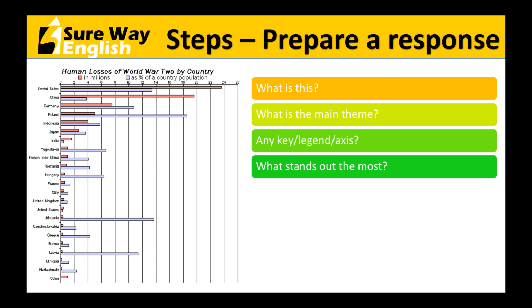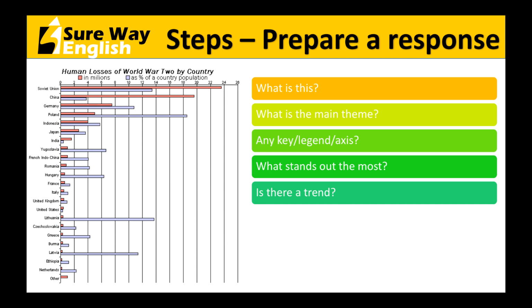In this case, what stands out the most is the bars for the Soviet Union. The Soviet Union lost almost 24 million people in World War II. That's the single most important point here.